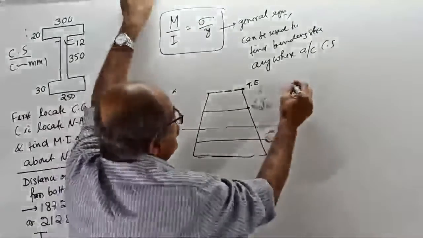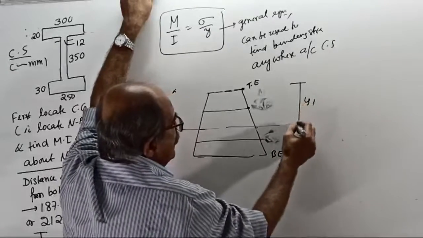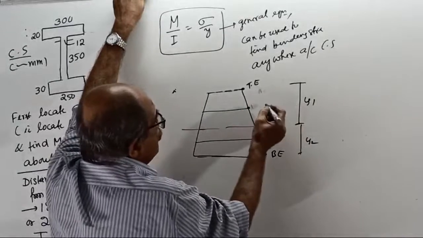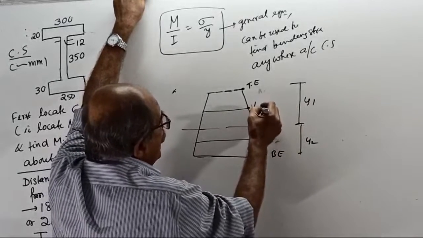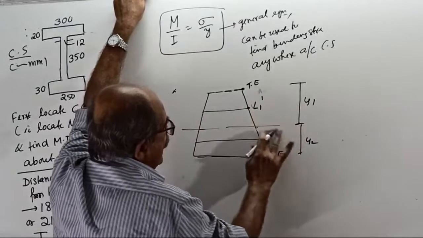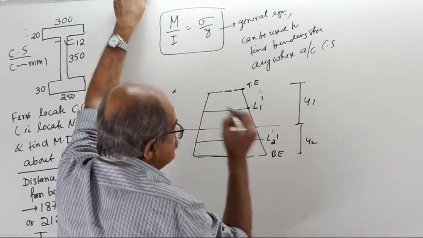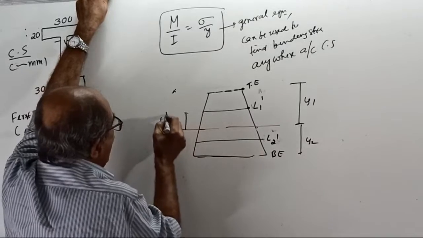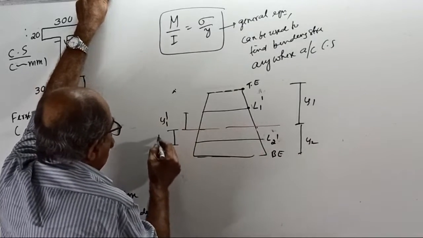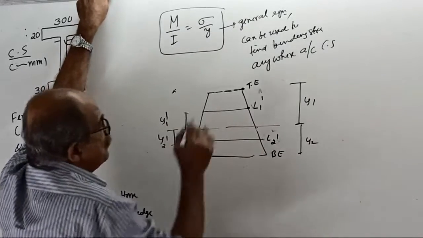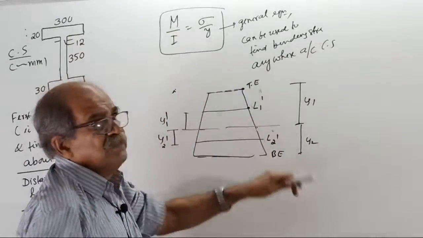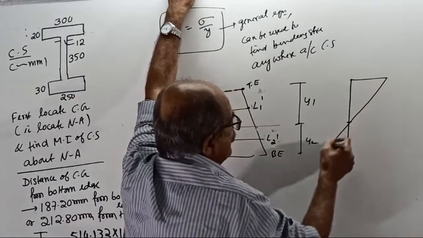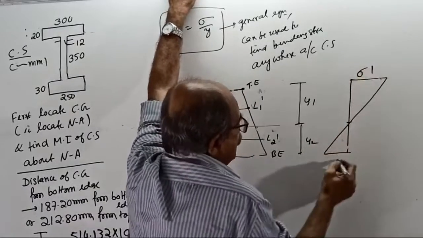See, this is your Y1. This is your Y2. I will do one thing here. Randomly I will put level 1 dash, level 2 dash. Now, imagine this is your Y1 dash. This is your Y2 dash. Topmost is Y1, bottom is Y2. Your bending stress diagram is like this. Now, sigma 1, sigma 2.